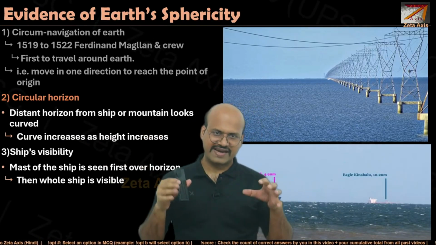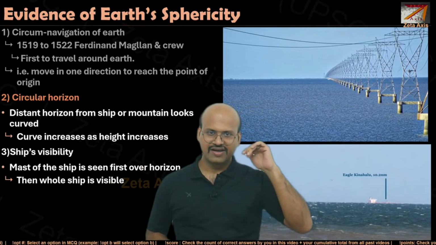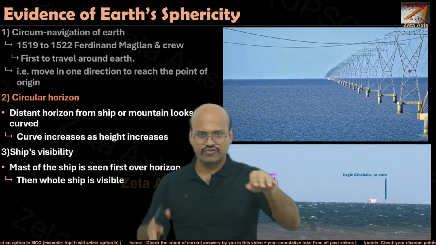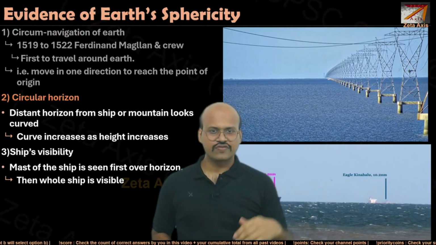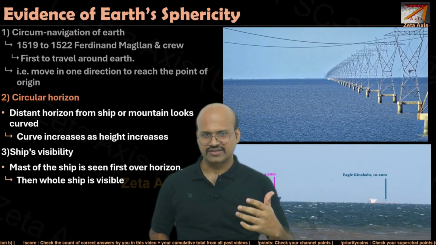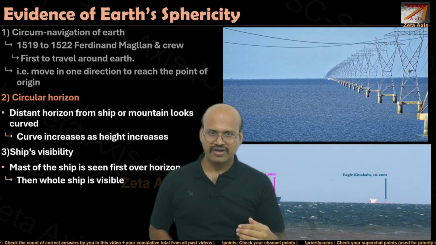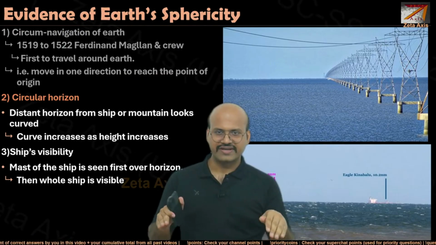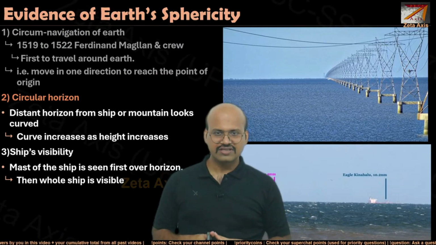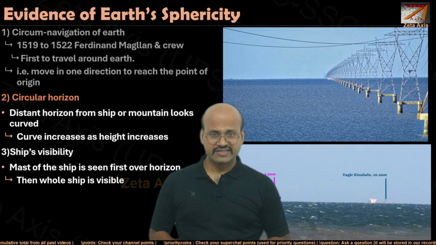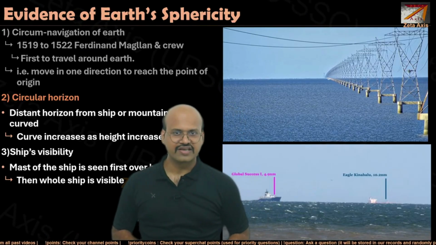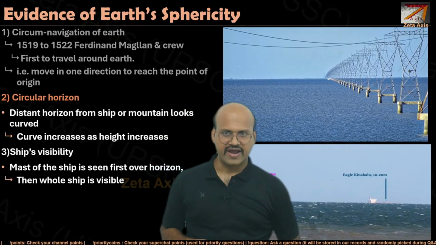So if we are standing on the shore and looking at the sea, then at the horizon you will see that it looks like a curve. It does not feel like a straight line. If you are standing high up in the mountains, even then when you look at the horizon, it appears curved. So this curve increases the higher you go. And this is a proof that the earth is in fact spherical and not flat.